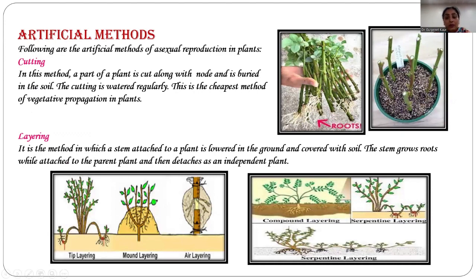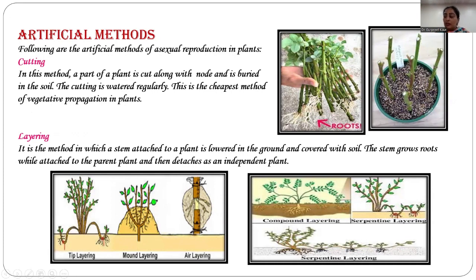Plants cannot do cutting on their own. Plants cannot do layering on their own. Plants cannot do grafting on their own. So artificial methods include 3 methods, that is cutting, layering, and grafting. Cutting is from the stems. That is best done in case of rose plants.